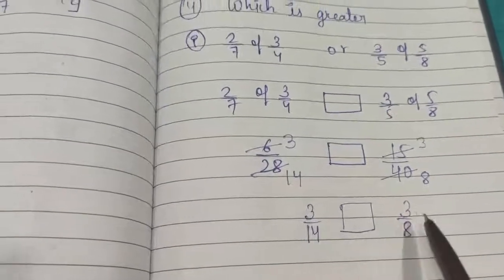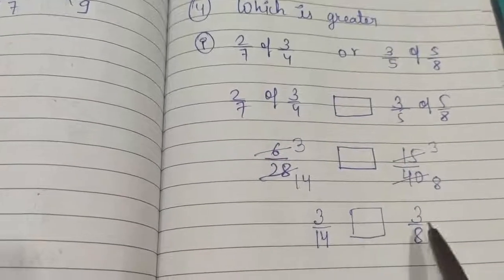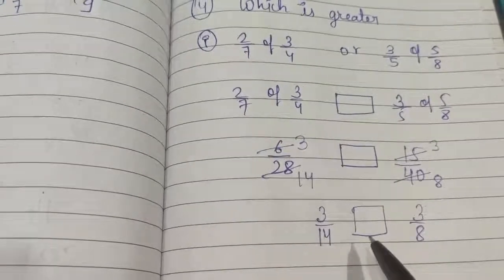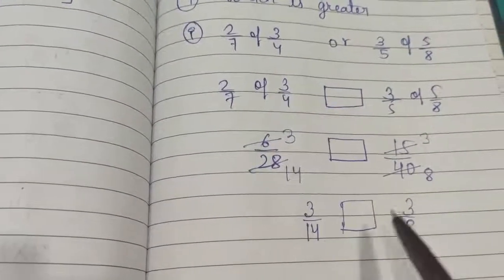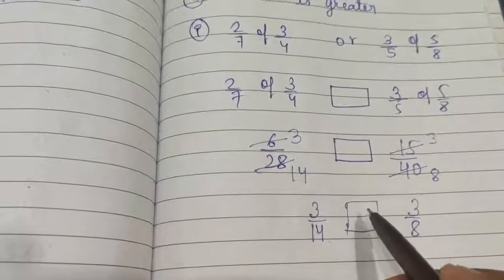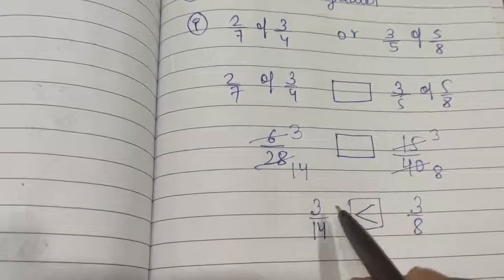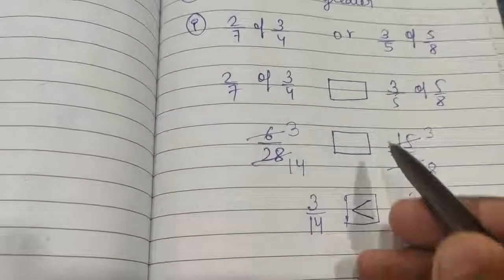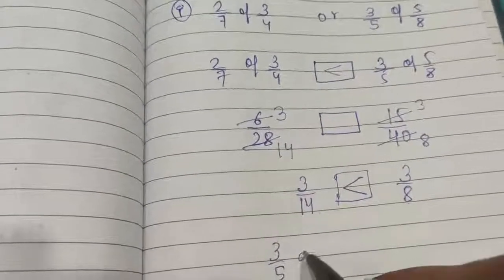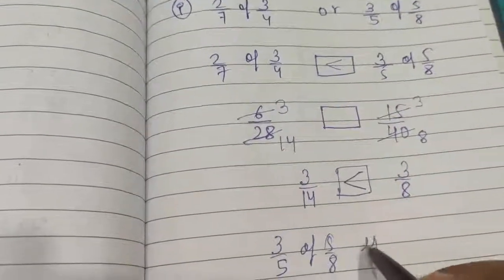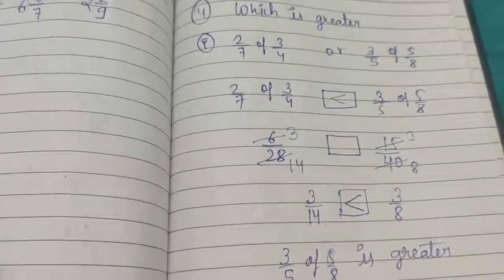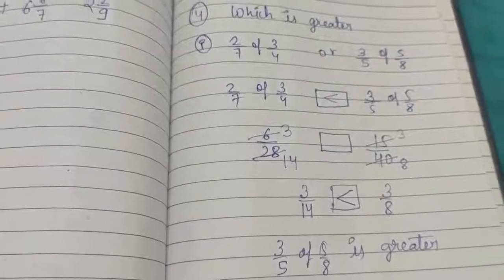Now you know when numerators are the same, then the greater denominator makes the fraction smaller and the smaller denominator makes it greater. So here 3 upon 8 will be greater, so this part is greater than this. So our answer is 3 upon 5 of 5 upon 8 is greater. Do the left questions the same way as we have done the first.